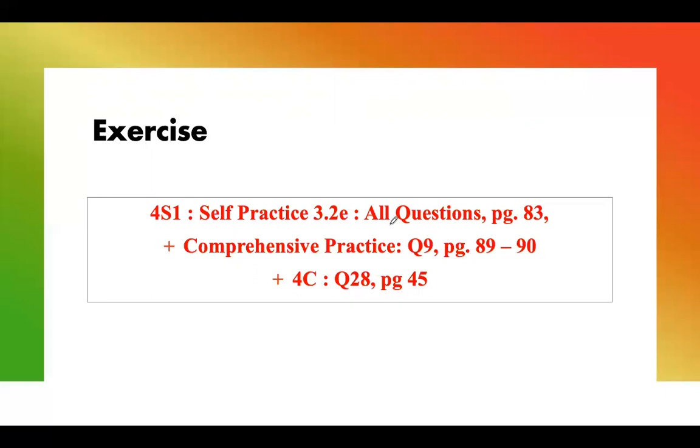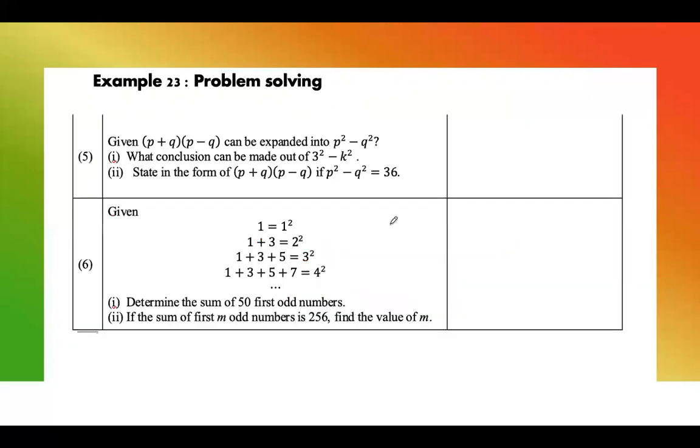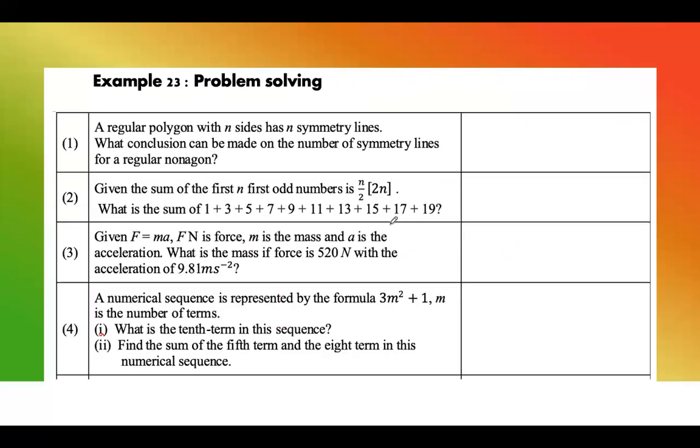Okay. Now we're going to problem solving. So this one is more to inductive argument. Okay, let's do. We want to form, given you a general form, general statement. We want to find a specific conclusion, right? So you can see a regular polygon with n sides has n sides and n symmetry lines. Okay, so what conclusion can be made?